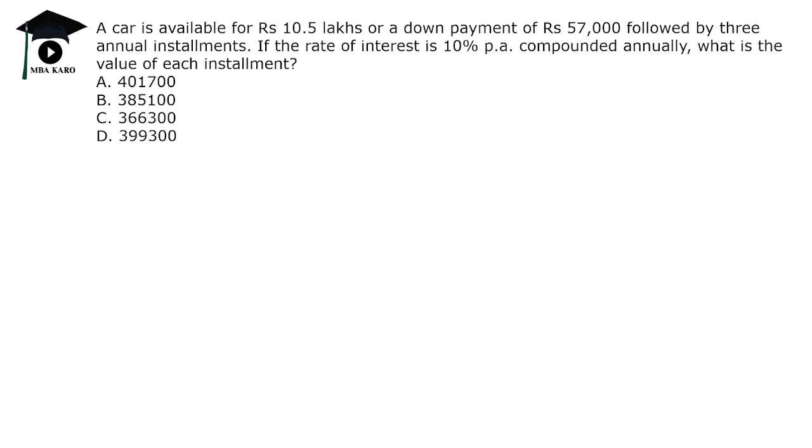Next problem. A car is available for rupees 10.5 lakhs or a down payment of rupees 57,000 followed by 3 annual installments. If the rate of interest is 10% per annum compounded annually, what is the value of each installment? This is relatively easy. So we are given that cost is cash down payment plus principal, right? So cash down payment and cost is given to us. We need to find the principal.